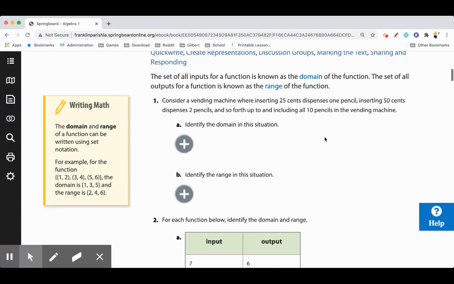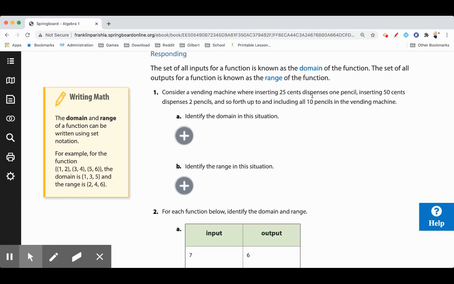So let's look at number 1. Consider a vending machine where inserting 25 cents dispenses 1 pencil, inserting 50 cents dispenses 2 pencils, and so forth, up to and including all 10 pencils in the vending machine. Identify the domain in this situation.